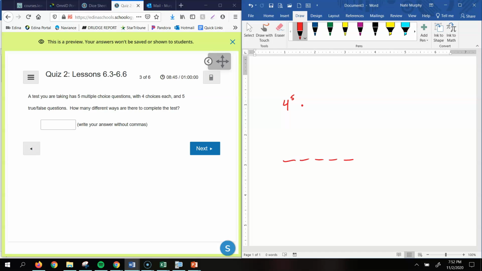So this one, if we have 5 multiple choice questions with 4 choices each, there's 4 choices repeated 5 times. So you multiply 4 times itself 5 times. That's why I just like the 4 to the 5th power. And 5 true or false questions. With the true or false question, there's 2 choices, and there's going to be 5 of those. So then we would have 4 to the 5th times 2 to the 5th. And when you do that on your calculator, we get 32,768. So again, we're going to type this in without commas.